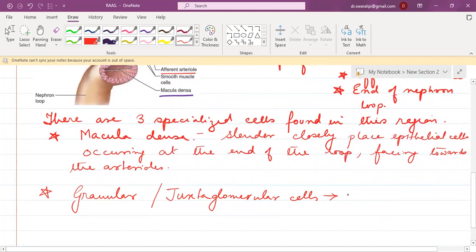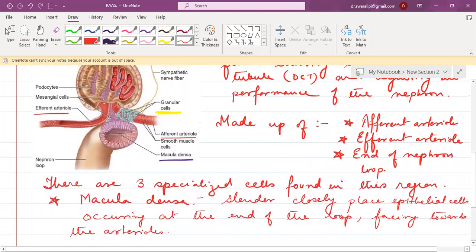So what are actually the juxtaglomerular cells? They are enlarged smooth muscle cells. And where are they occurring? As I've told you, they are occurring on the afferent arteriole, as you can see over here. See the blue colored cells that you're finding, they are the juxtaglomerular cells or granular cells. They are occurring mostly on the afferent arteriole, and partly we can find them on the efferent arteriole also.